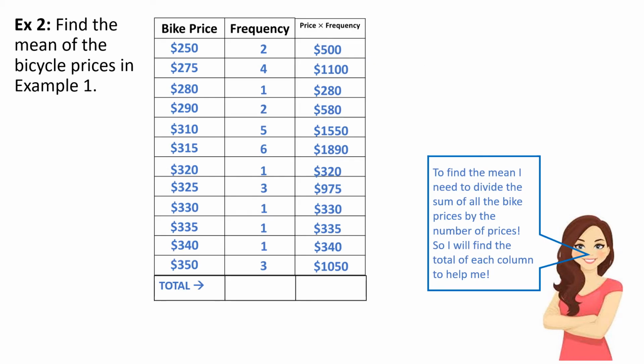To find the mean, I need to divide the sum of all the bike prices by the number of prices. So I will need to find the total of each column to help me. If I go ahead and add 2 plus 4 plus 1 plus 2 plus 5 plus 6 plus 1 plus 3 plus 1 plus 1 plus 1 plus 3, I see that the total number of prices of the bikes is 30.